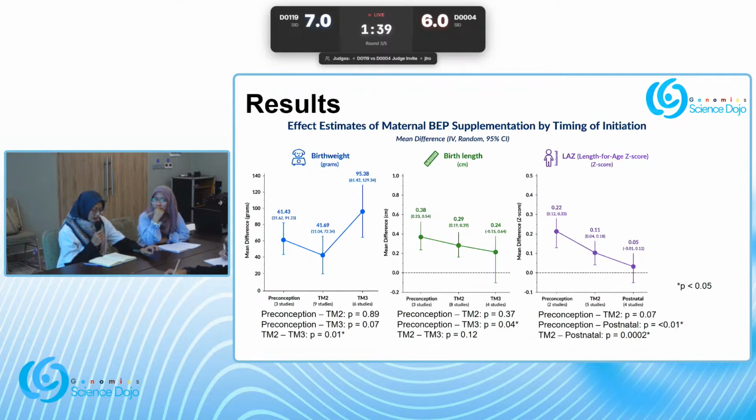Overall, BEP supplementation improved infant anthropometrics, but the magnitude of the benefits may differ according to timing. For birth length, supplementation initiated at preconception resulted in greater improvement than initiating in the third trimester. For length-for-age Z score, both preconception and second trimester BEP supplementation produced greater improvement than postnatal supplementation. For birth weight, larger effects were observed among studies initiating supplementation during the third trimester.